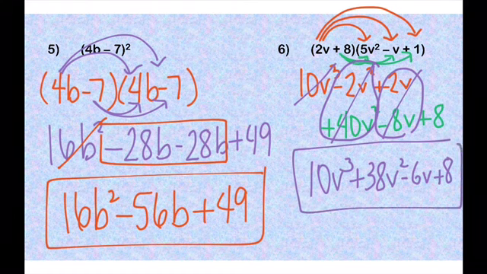So when you have a binomial times a trinomial, you're going to get more terms in your final product. If you had a trinomial times a trinomial, you would get even more terms in your final product.